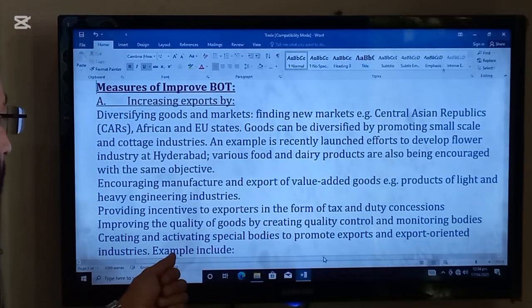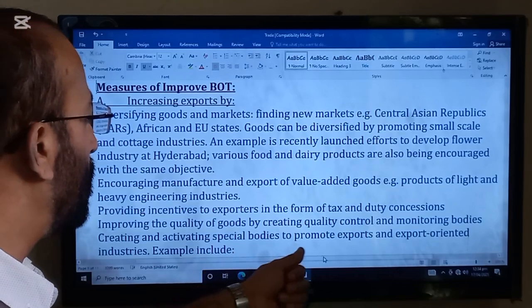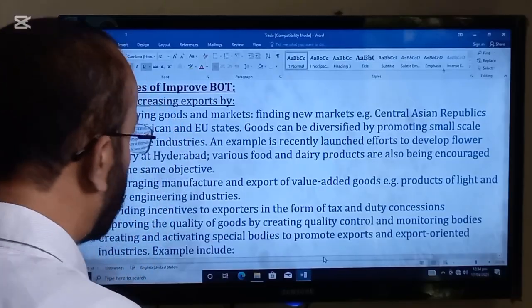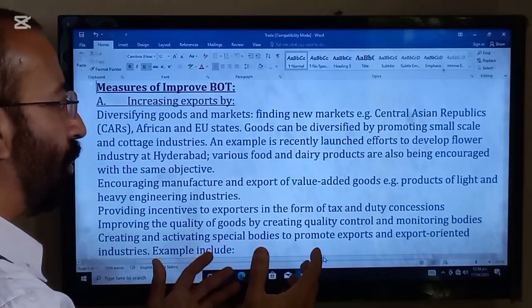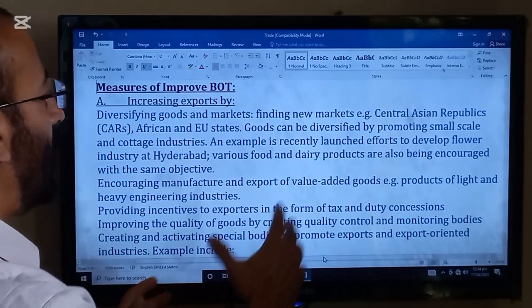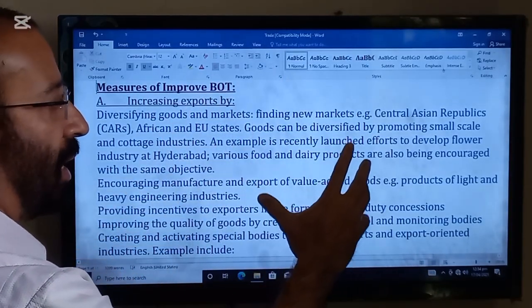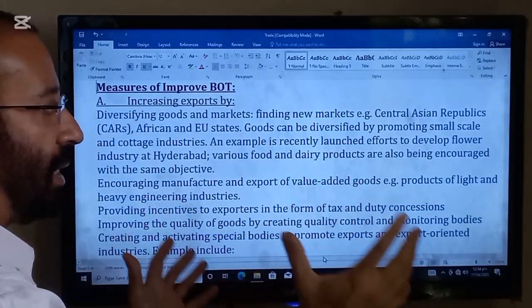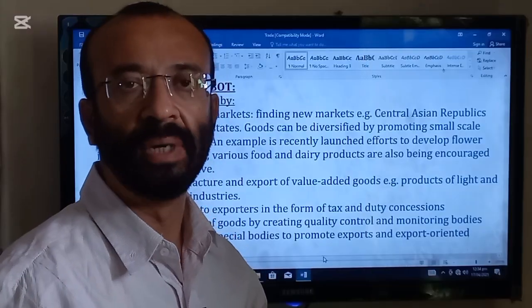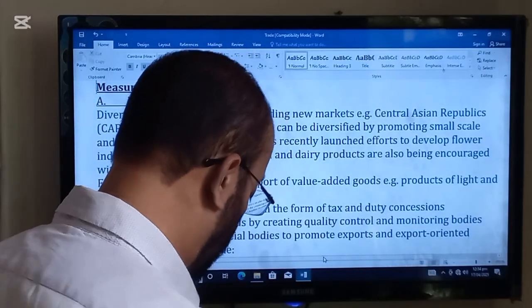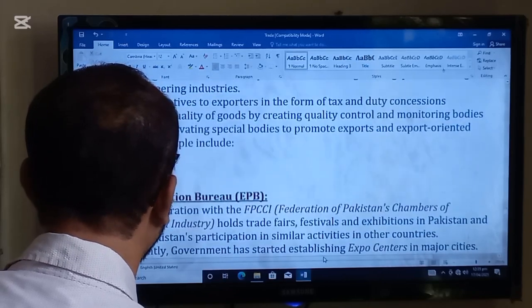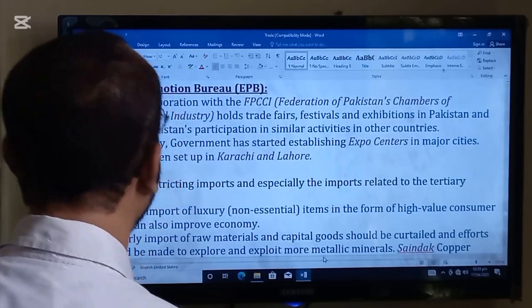Next is creating and activating special bodies to promote exports and export oriented industries. We can establish different bodies in Pakistan which can promote our exports, and these are the points which can help the small industries and the medium and large industries to export more goods and to earn more revenue from the exports.